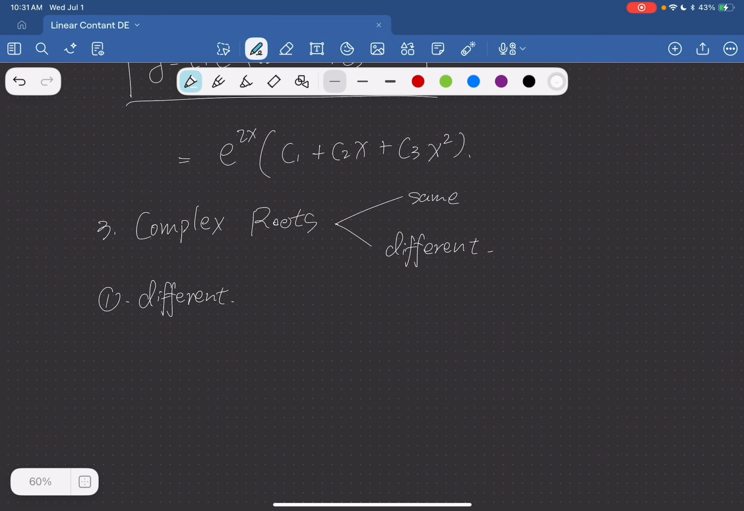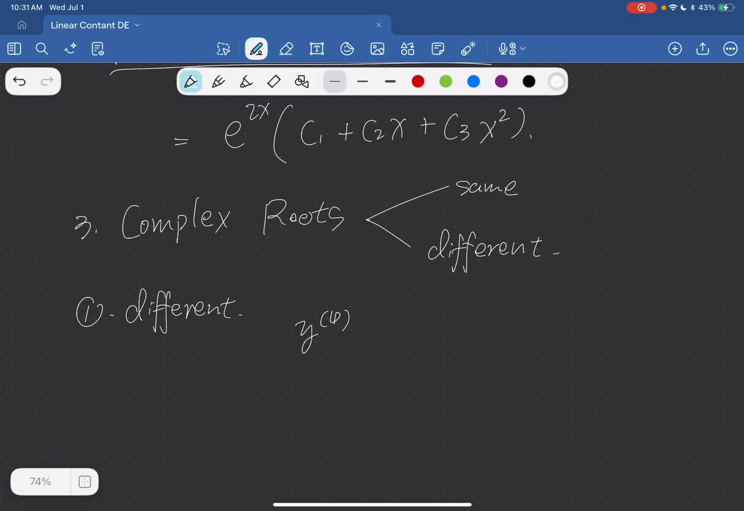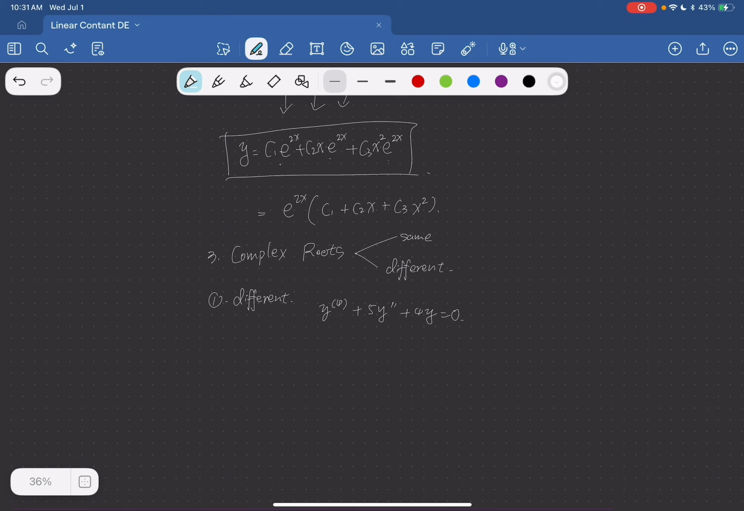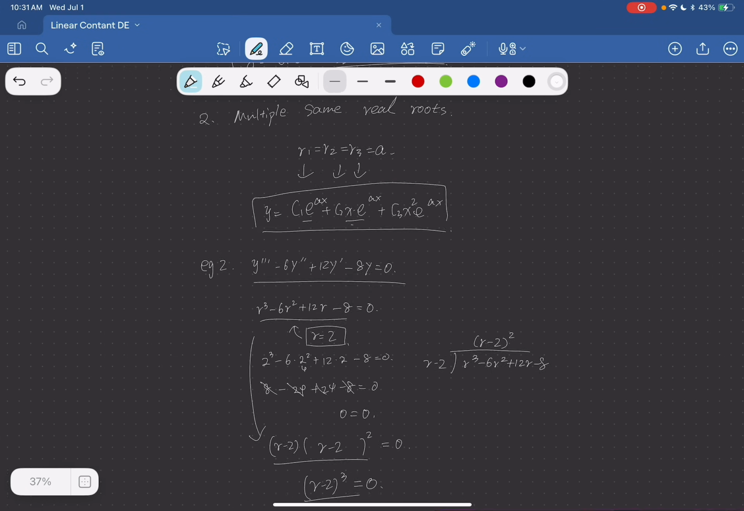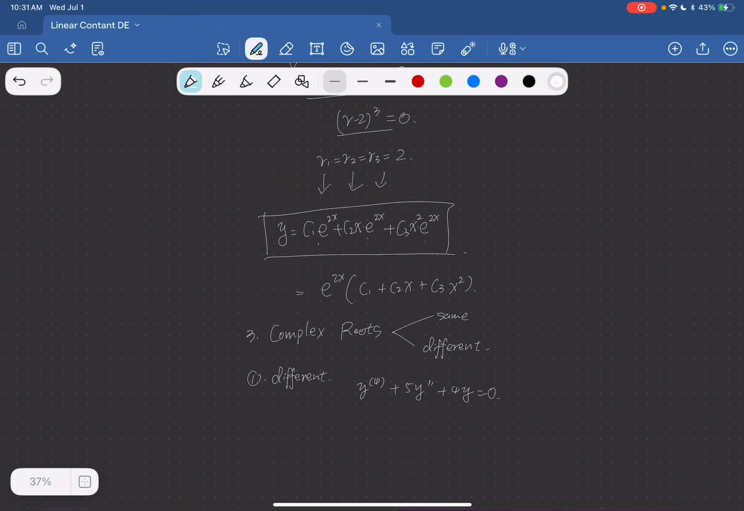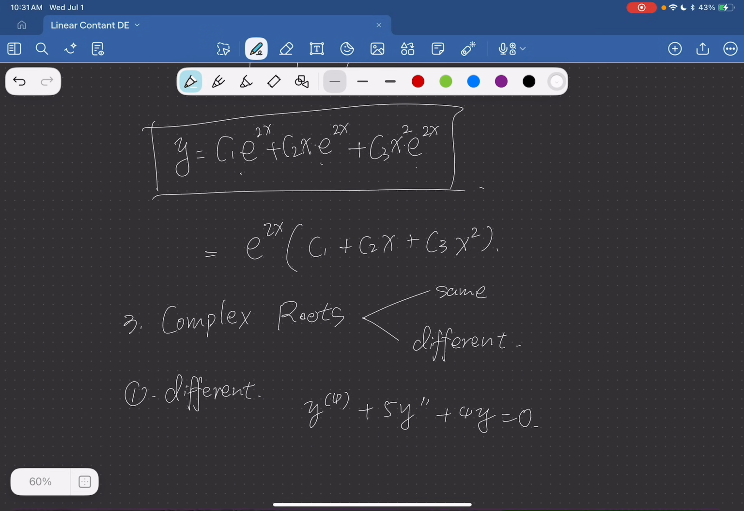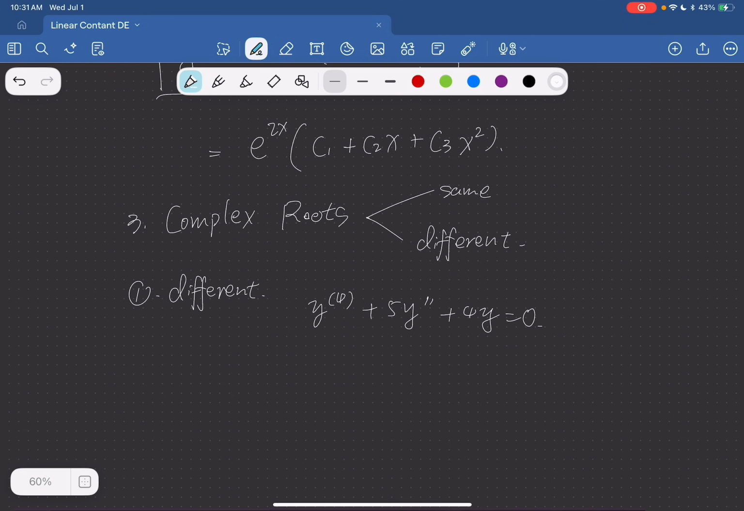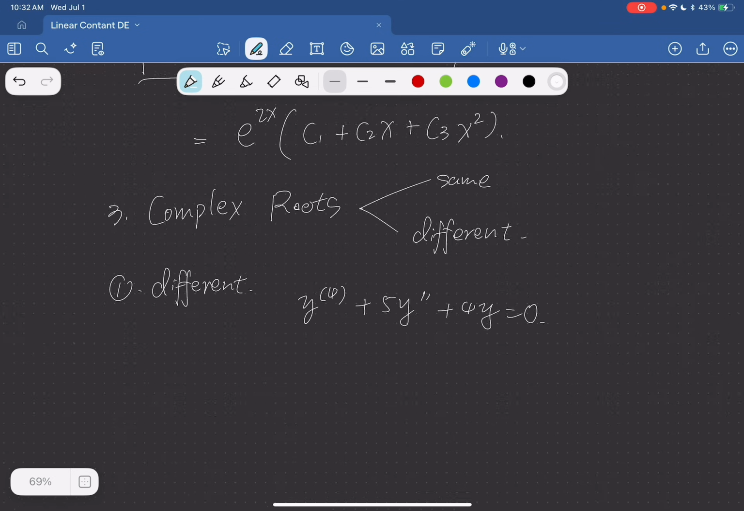So if they are different, let's take a look at an example. So actually, it's pretty similar to the second case, which I just mentioned. If you got something the same, you probably need to multiply a variable to one of the roots in order to make it different from another root, because we require independent solutions for the differential equations.